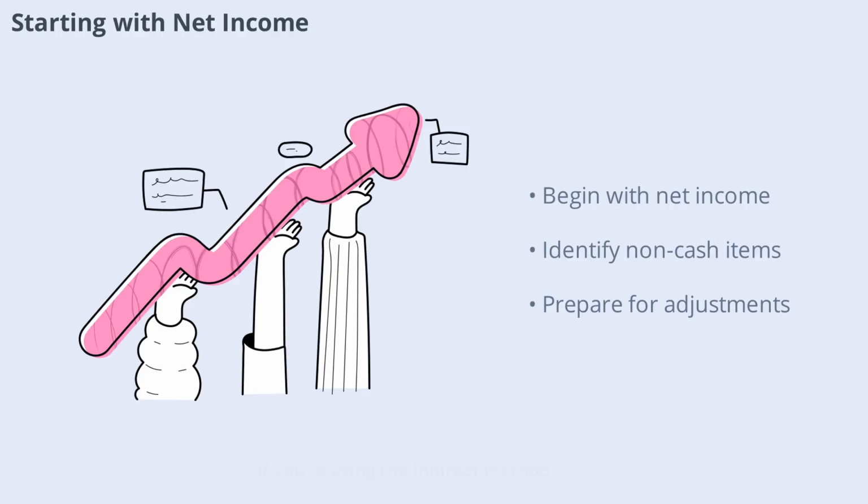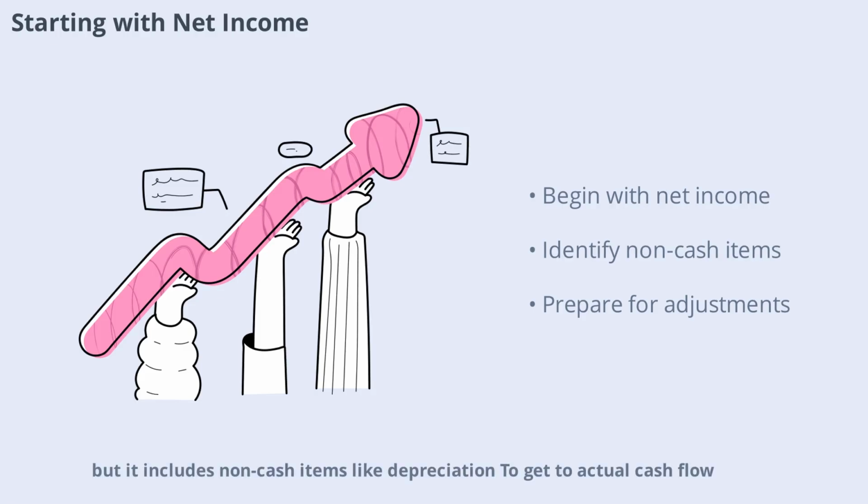If you're using the indirect method, the first step is to start with net income from your income statement. Net income represents your company's profit after all expenses, but it includes non-cash items like depreciation. To get to actual cash flow, you'll need to adjust net income by adding back or subtracting these non-cash items and changes in working capital.